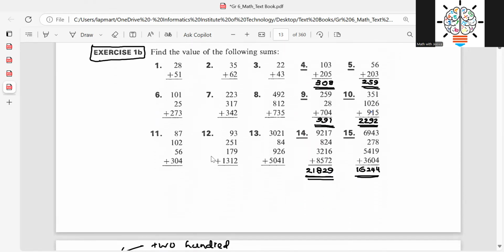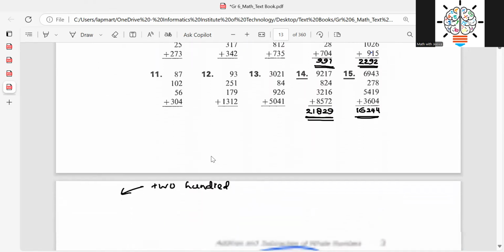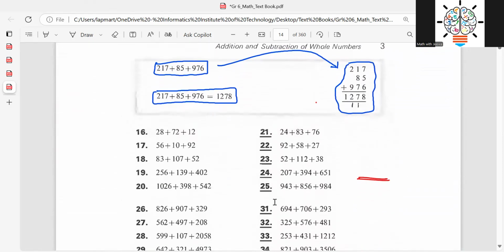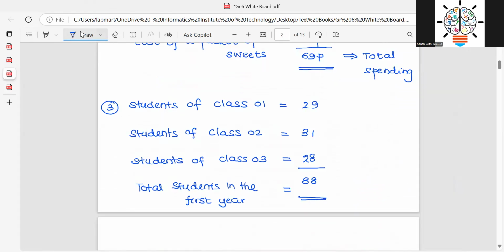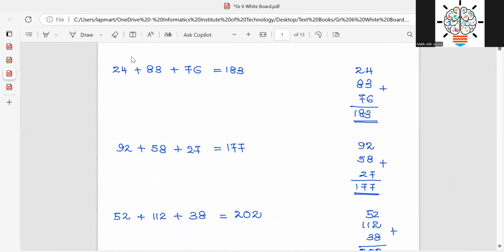Then I asked you to do that. You can pause the video and mark your answers. I'm moving to the next part. Here we want to do questions 21 to 25, and I'll show you how to do them. When you have such a question, children, you go to the right side working column, do the workings and add them, and transfer the answer to the relevant place.